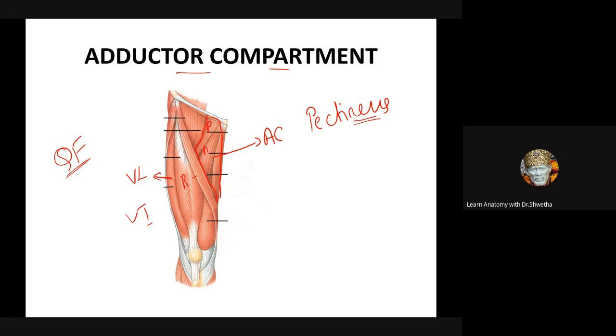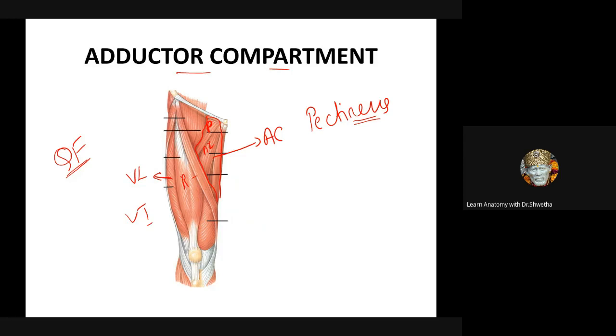If this is pectineus, what muscle should be this? Adductor longus. Very good. Adductor longus, right? You know two muscles. I will tell you the rest of the muscles now.